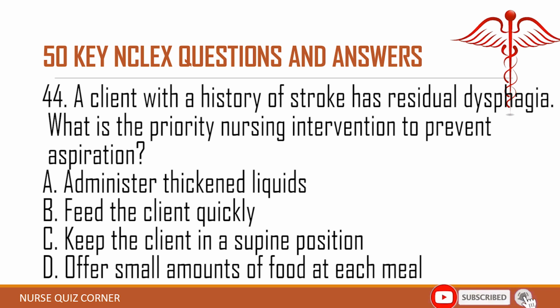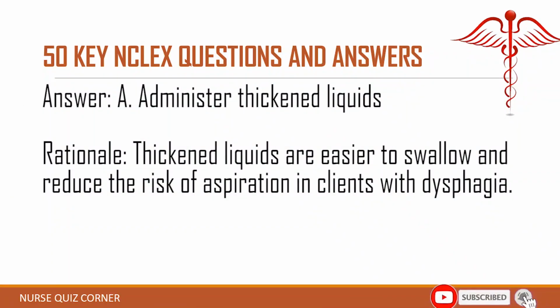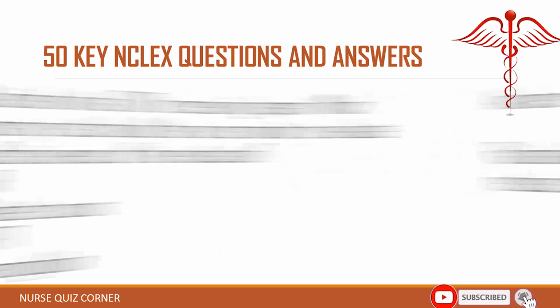44. A client with a history of stroke has residual dysphagia. What is the priority nursing intervention to prevent aspiration? A. Administer thickened liquids. B. Feed the client quickly. C. Keep the client in a supine position. D. Offer small amounts of food at each meal. Answer. Administer thickened liquids. Rationale. Thickened liquids are easier to swallow and reduce the risk of aspiration in clients with dysphagia.